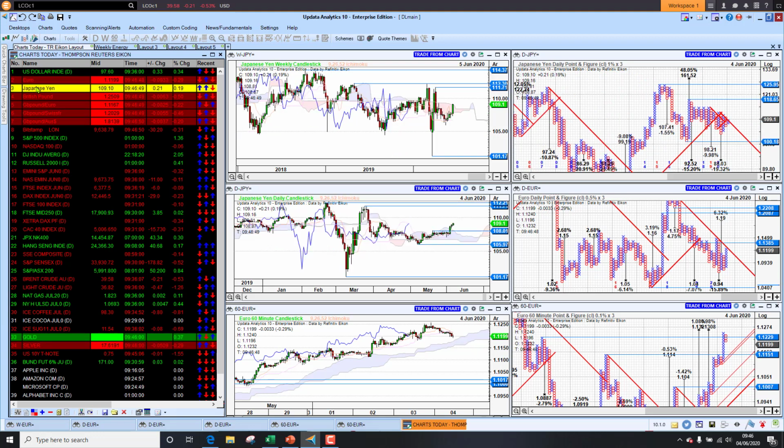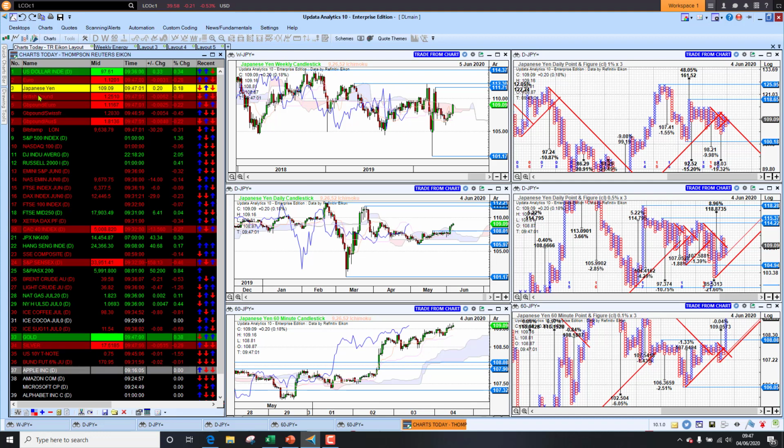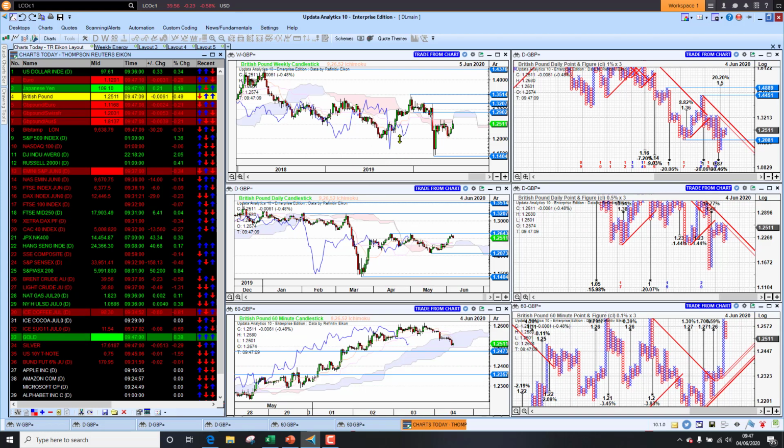Looking at the yen, dollar yen, you can see here the yen is stronger, so 109 to the dollar, so we're seeing stronger there. And if we look at sterling, we're sitting at 125.10, just weakening a little bit there, but holding its bearish long term, but bullish in the short term.